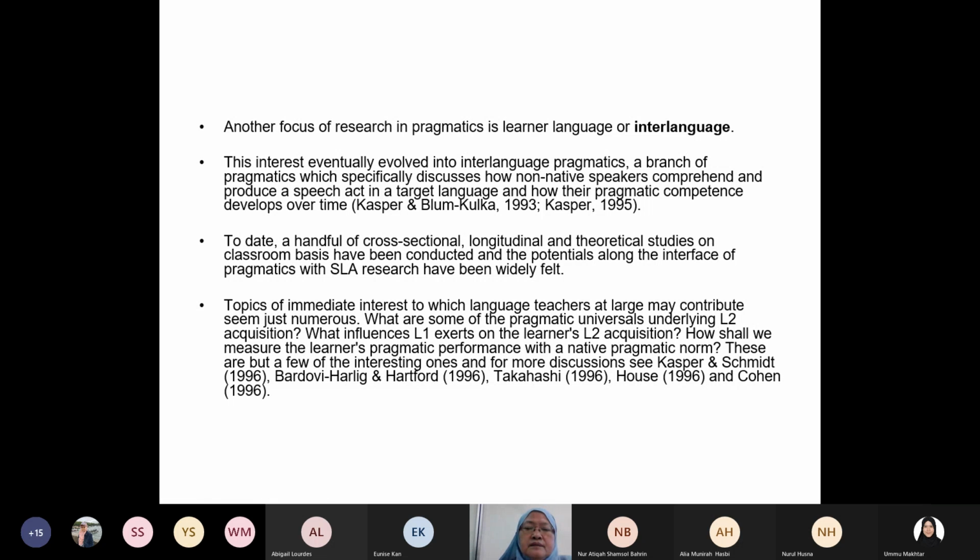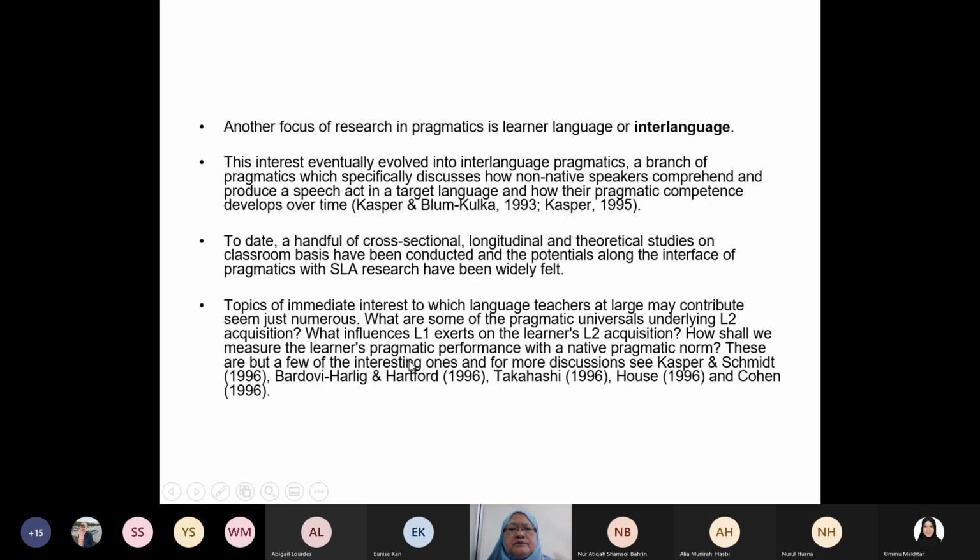that a Chinese learner will have in your clinic. So you want to be thinking about this factor. Is it because he cannot pick up this language because of his background? So you must think about language background. How shall we measure the learner's pragmatic performance with a native pragmatic performance? Pragmatic norm.